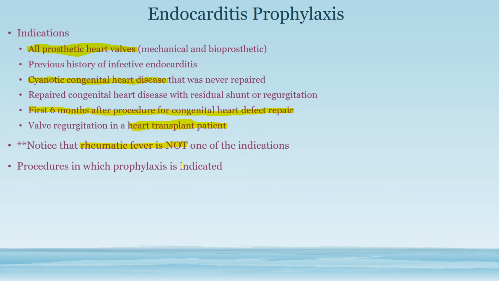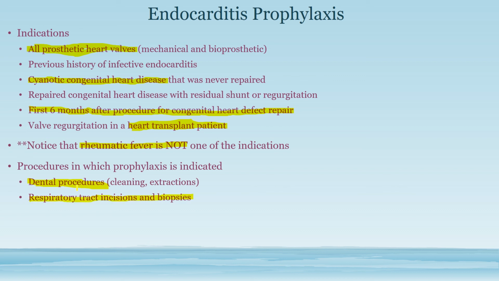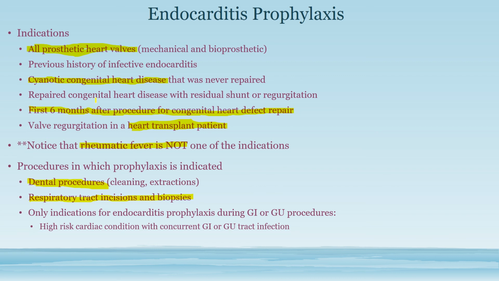So in what procedures do you need to give prophylaxis? Dental procedures, such as cleaning and extractions, because there are so many bacteria in the mouth, they can enter the blood system and cause a subacute endocarditis. Respiratory tract incisions and biopsies also need prophylaxis in case any of these indications are present. So you only give endocarditis prophylaxis for these procedures if you have any of these indications present in addition to the procedure. The only indication for endocarditis prophylaxis during GI or GU procedures is if you have a high-risk cardiac condition, as we've seen among these indications, with the GI or GU infection.